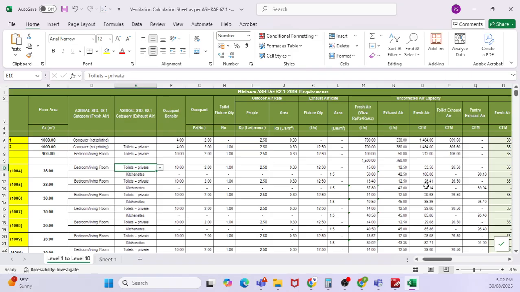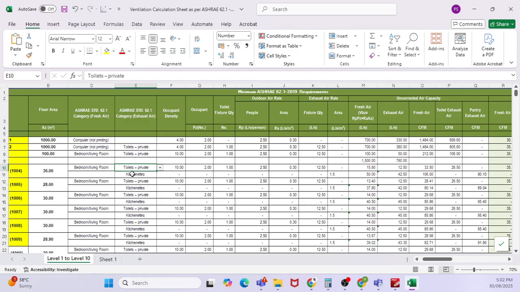Yeah, but this one, engineer, is just a minimum only, right? Yeah, this is the minimum. Whatever we are calculating as per 62.1 is a minimum requirement. Okay, but you no need to provide much more extra. No, it's not required to provide.